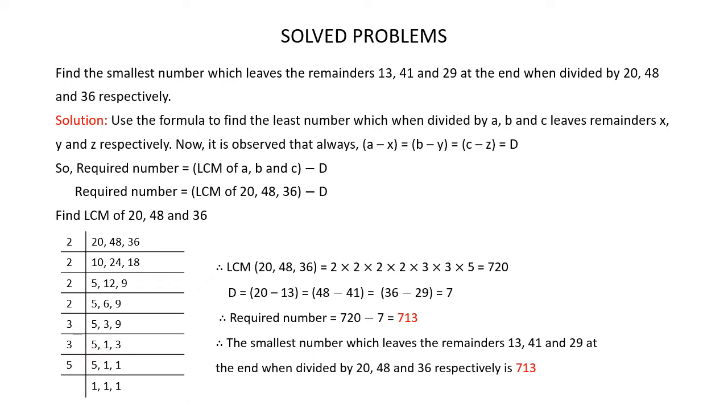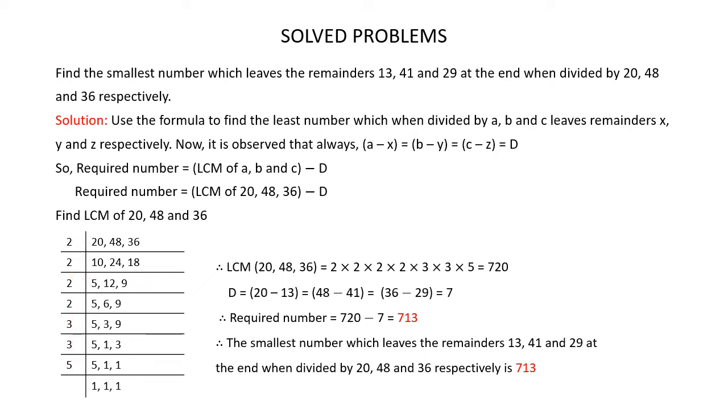Write 1 as it is in the next row. 3 divided by 3 is 1, write 1 in the next row. Now divide by 5. 5 divided by 5 is 1, write 1 in the next row. Write 1 as it is in the next row. Write this 1 as it is in the next row. So the factors now are 2, 2, 2, 2, 3, 3 and 5.